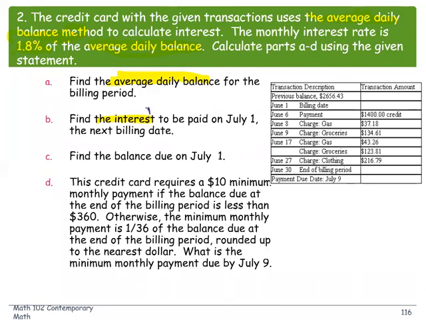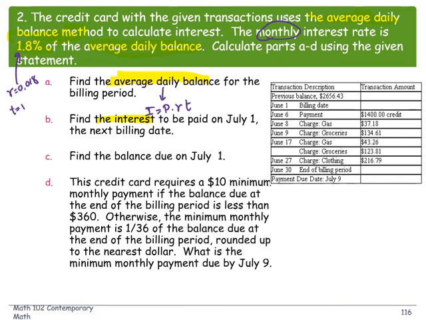The interest is computed using the formula I equals P times R times T. The R is the rate, or the monthly rate, 0.018, and the T is the total time, which is 1 month. Recall this is the interest per month, or the monthly rate. The P is the number that we get from calculating the average daily balance.